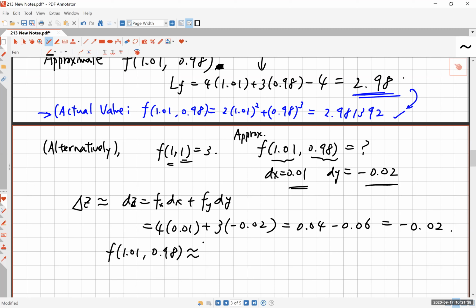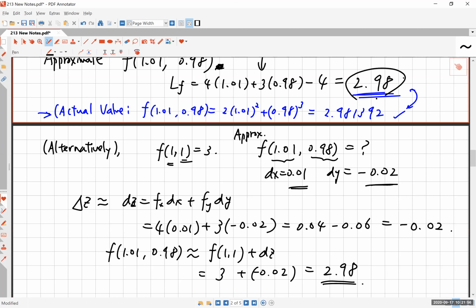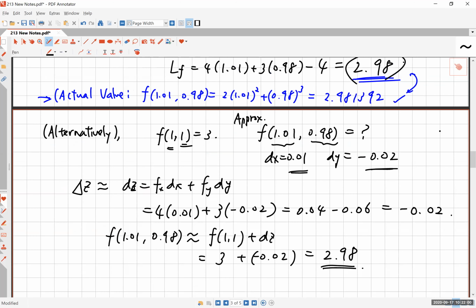So all you have to do really is this: f at (1.01, 0.98) is approximately equal to f at (1, 1), that's your z naught, plus dz. We know this was 3, and now we know this is negative 0.02. So this is 2.98, which is exactly what we found here, of course, right? That's the same thing. But this is just using a differential in order to estimate the point.